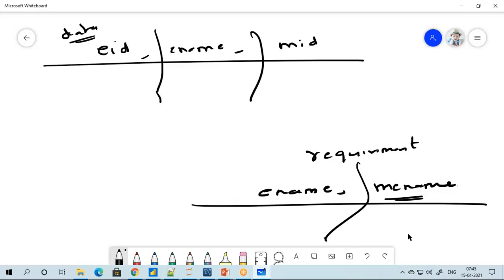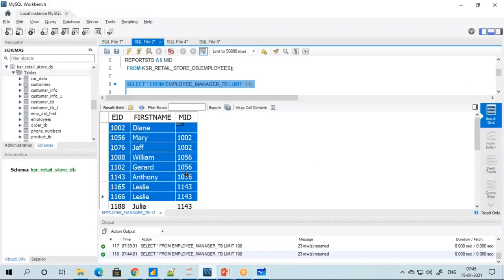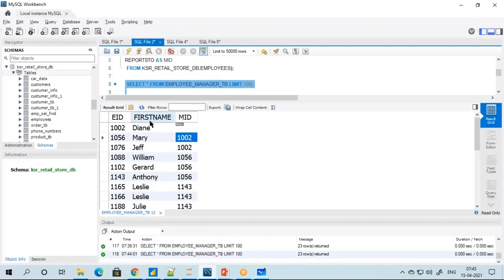Try to understand, there is nothing like manager name in my data. I have only first name, but manager name will be present here, and employee name will also be present here. Now how to achieve this? This is possible by using self join. What is self join? A table joining with the same table is called self join.